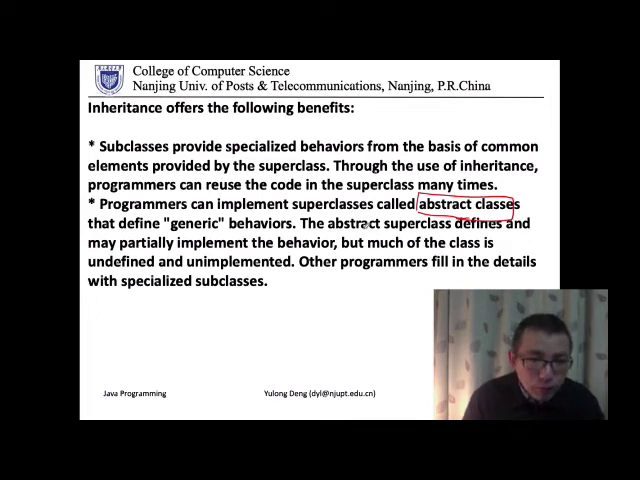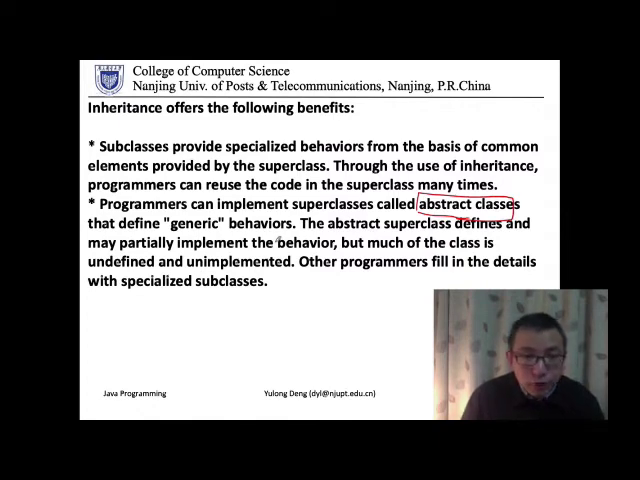And how to implement them? The code must be written in its subclass. And the superclass we name as abstract class. We use the keyword abstract to mark it, to make it an abstract class. And inside this abstract class, the method we make an abstract method. That means this method inside this class is only a framework. Inside, we do not write anything.